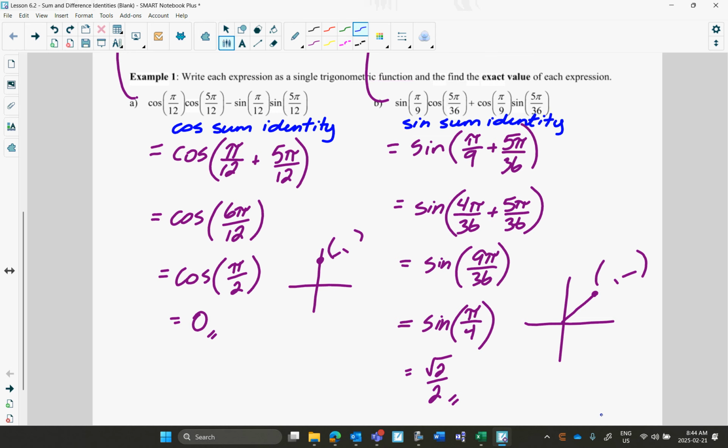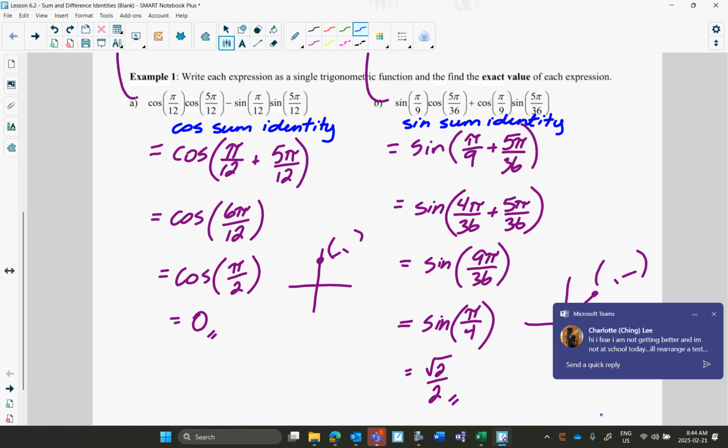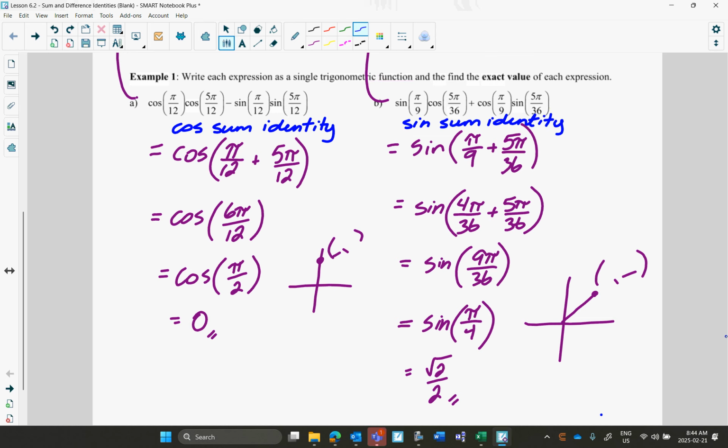So if you get a long one like that and are asked to evaluate it, okay, compress it, simplify that fraction or simplify that angle as much as you can, and it should turn into a unit circle angle if you do it correctly.